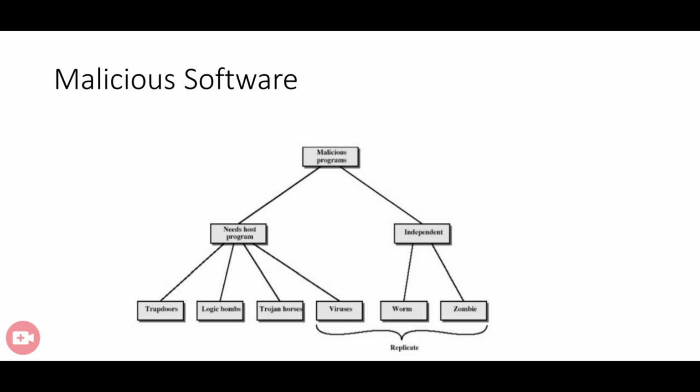Malicious programs can be divided into two main categories. One needs a host program. That means if a virus needs to be active, it will be attached to a host program. In the same way for Trojan horses, logic bombs, and trapdoors. But in the case of worms and zombies, they are independent. They are active when they are independent.